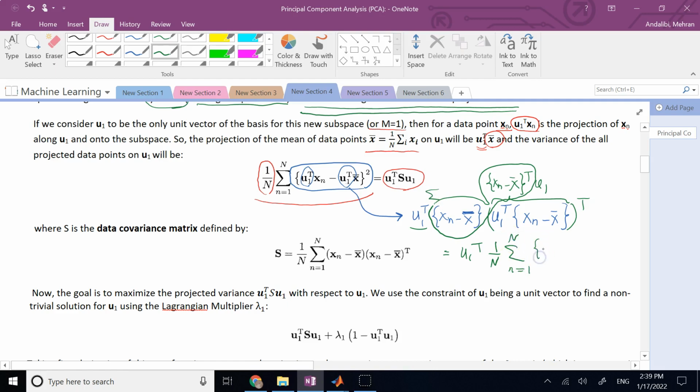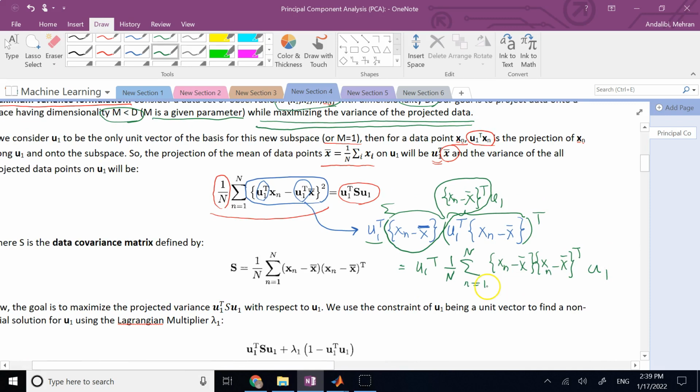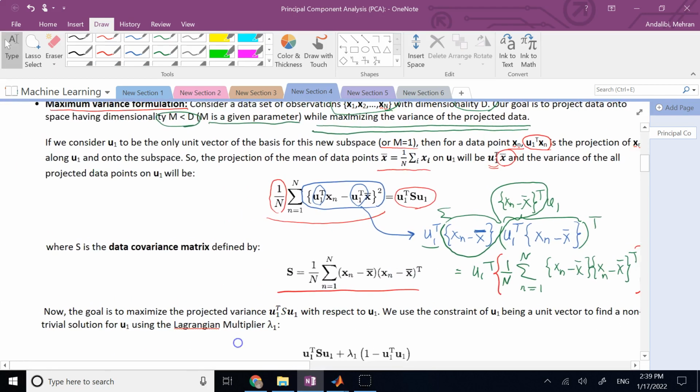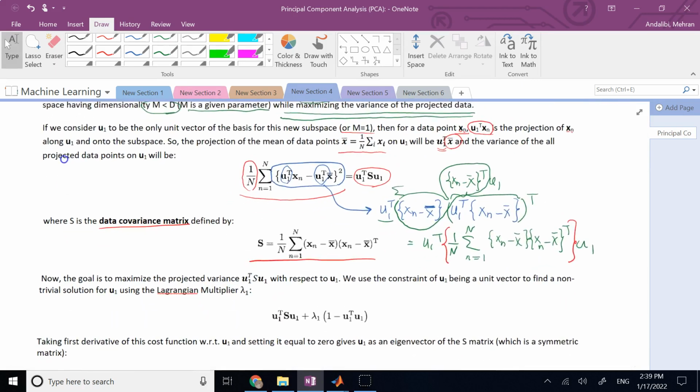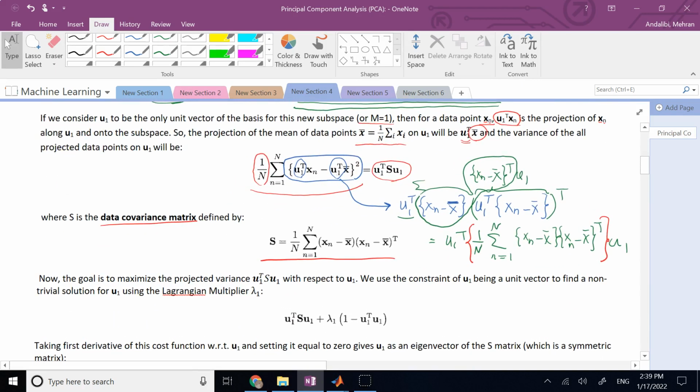And it is going to be xn minus x bar times xn minus x bar transpose, and then this whole thing times U1. And then this term here inside this red braces is exactly this guy, which is the covariance of the original data. Therefore, I can write the covariance of the projected data as U1 transpose, covariance of the original data, times U1. And this guy is the thing I want to maximize.